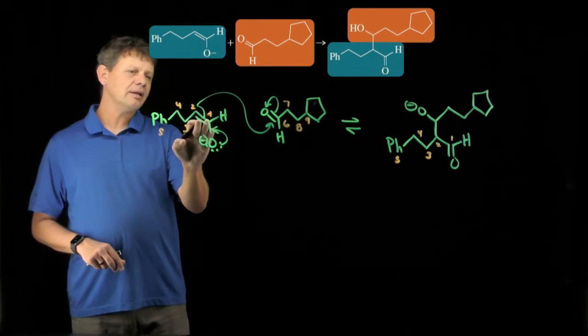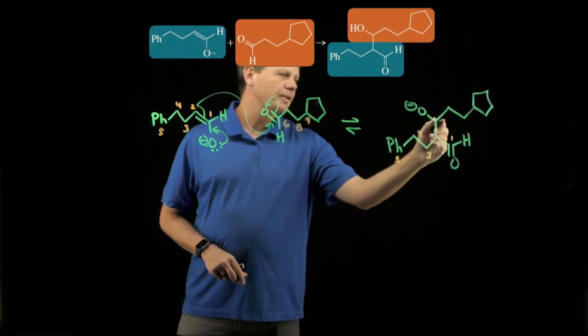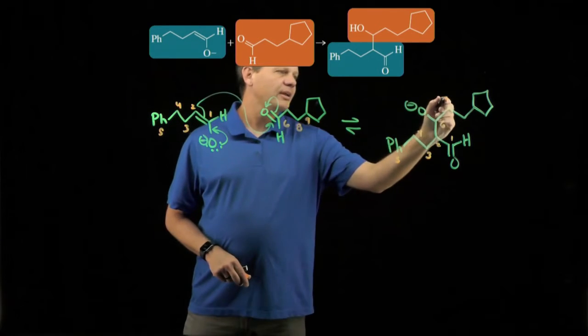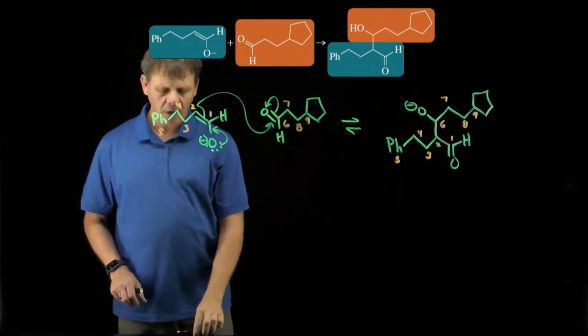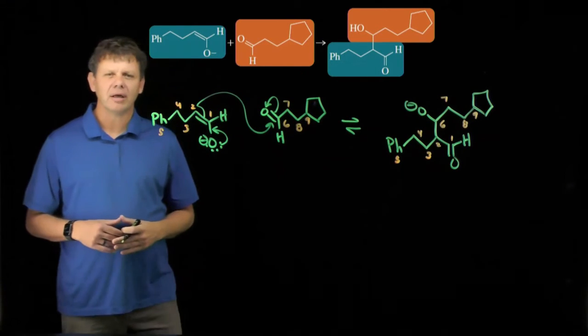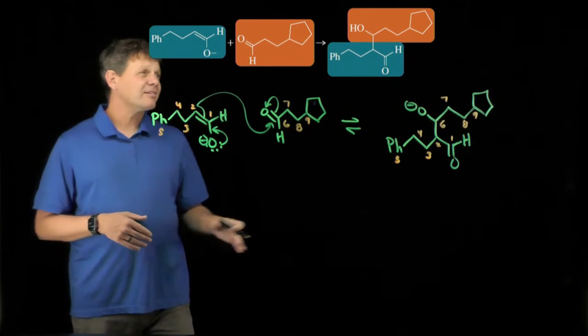Carbon 2, the enolate carbon 2, attacked carbon 6, so this is going to be carbon 6, carbon 7, 8, and then 9, which is part of the 5-membered ring. So the carbon numbering checks out. We must have done this first step correctly. Now, that's not the final product.